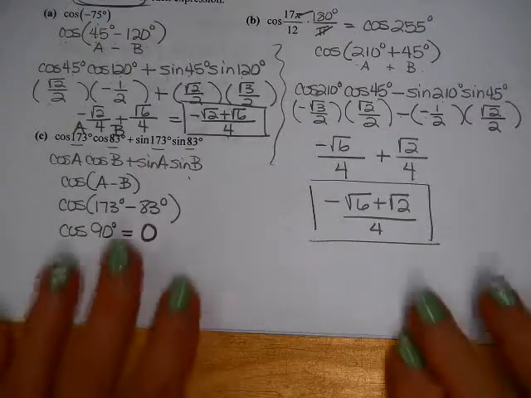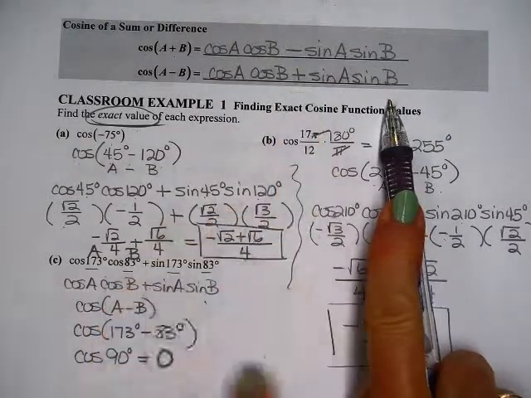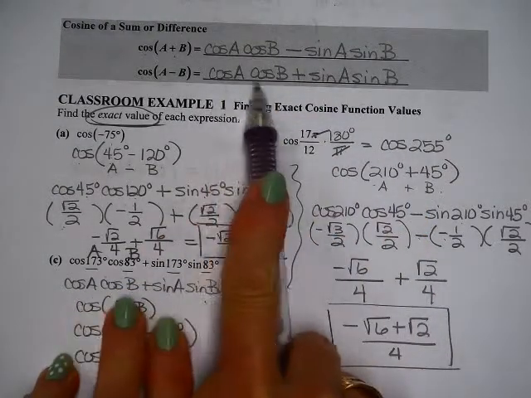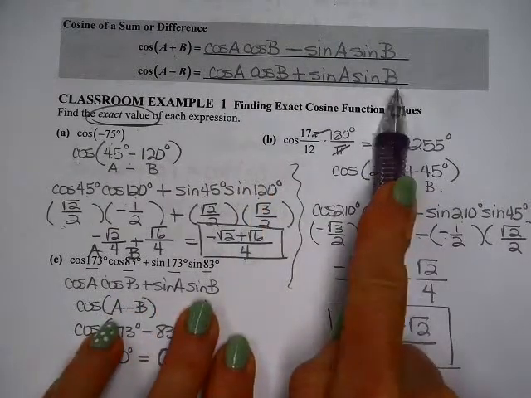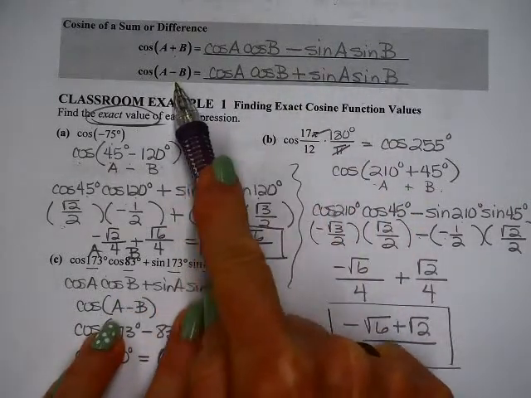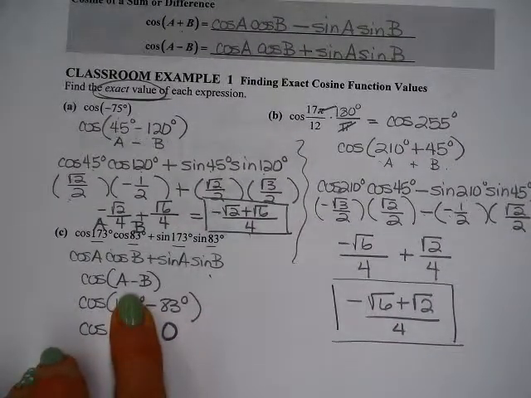Oh, I went back up here to my formula, and I matched it with my formula. So I saw that it was cosine A, cosine B, plus sine A, sine B. So it had to go with this formula, which meant I had to take A minus B. So that's how I figured out the A minus B.